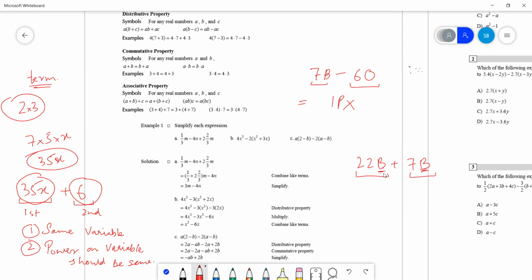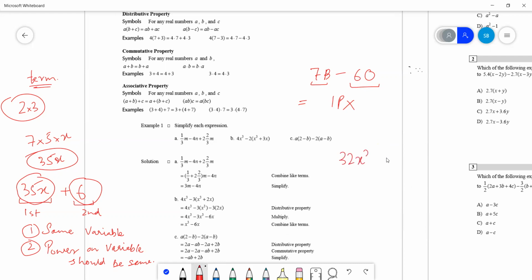B is here also and B is there also. And the power on the B, you can say that 1, because whenever you don't write anything, it's 1 there. So the power on B is also 1 and 1. So we can say that these two terms are same. So we can combine them. 22 plus 7 means 29 bananas. Are you following? Yes.